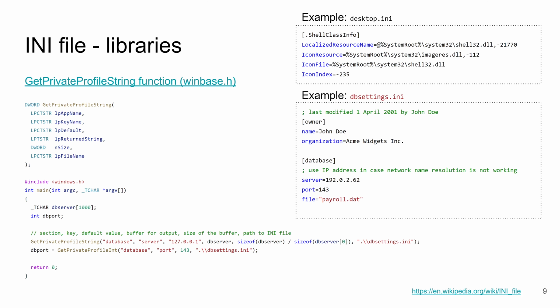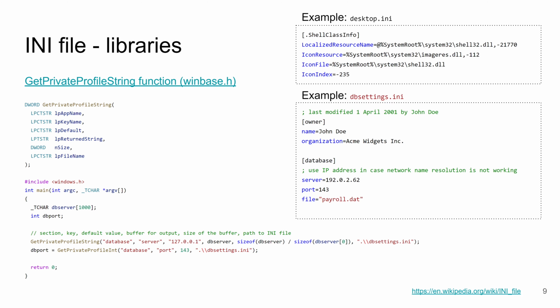Now let's take a look at how you can actually load such an INI file, and the example here is based on the Windows API. The example is in the C language, and it demonstrates how a string and an integer can be loaded from an INI file. The method in the Windows API that is used for this is called GetPrivateProfile, and it has variants based on which data type you want to get from the file. There are two examples here in the slide.